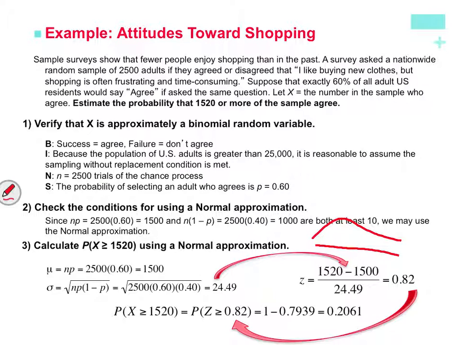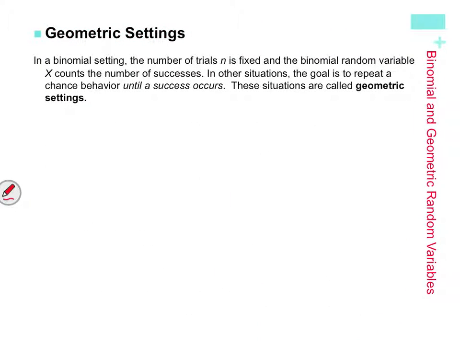This would be normalcdf of 1520 as your lower bound, with an extreme upper bound. Your mean is what you found here at 1,500, and your standard deviation is 24.49. Either way, it's going to give you a probability of 0.2061. So the probability that 1,520 or more of the sample will agree is about 20.6%. And that is it.